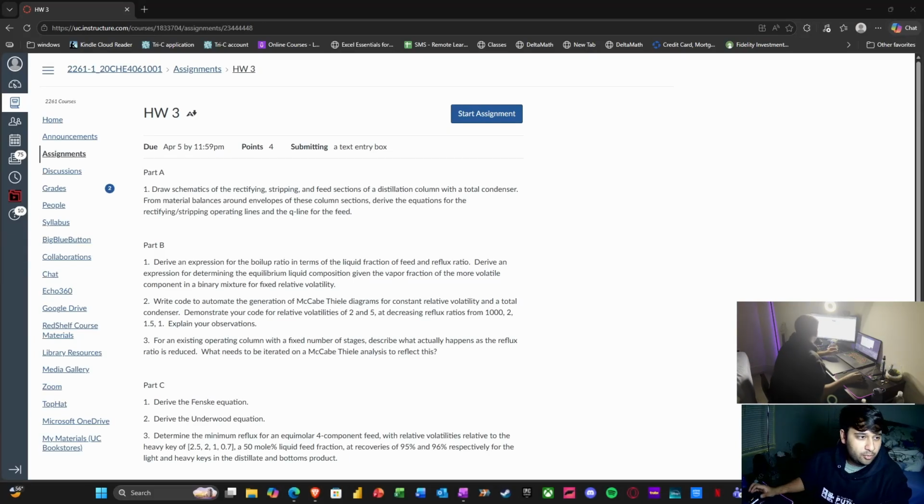Oh, so this is separations homework 3. This is part A. What we're going to be doing today is drawing schematics of the rectifying, stripping, and feed sections of a distillation column with a total condenser. And from the material balances and envelopes of these column sections, we're going to derive the equations for the rectifying and stripping operating lines and the Q line for the feed.